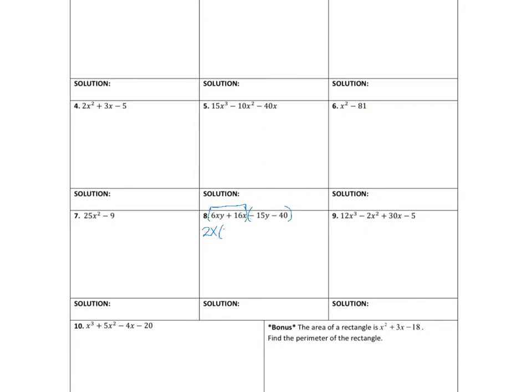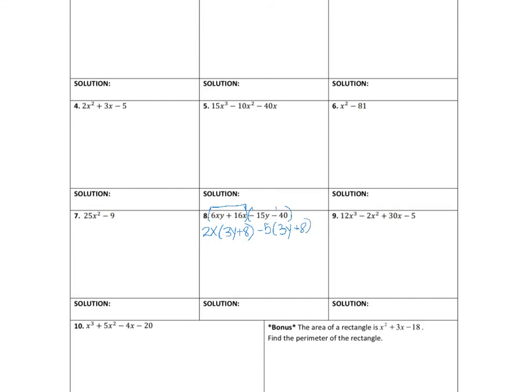So 6 divided by 2 is 3. My x's are going to subtract away, and I'm left with a single y. And 16 divided by 2 is 8, and my x's are going to subtract. Alright, so now we're going to find the GCF between negative 15y and negative 40. So I can say that my GCF is going to be negative because they're both negative, and I know the biggest number that goes into both evenly is negative 5. So we're going to divide both of those terms by negative 5. So negative 15 divided by negative 5 is 3. Carry down our y. And negative 40 divided by negative 5 is going to be a positive 8.